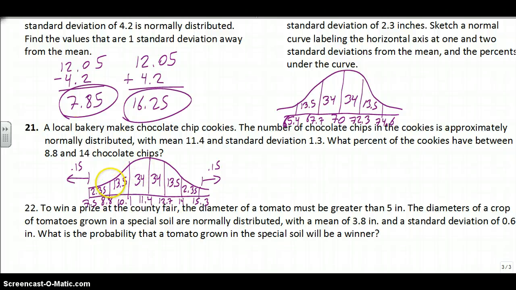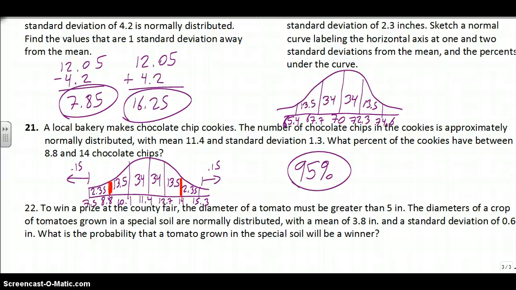Now, what percent of the cookies have between 8.8 and 14? So, 8.8 and 14. Well, basically, what percent lies between those red bars? You just add them up. Well, basically, it's 2 standard deviations. And I told you in class, 2 standard deviations should be 95%. Okay? Very, very simple.